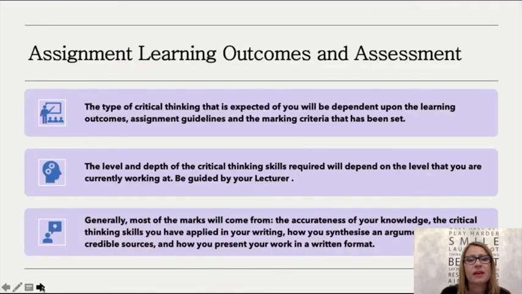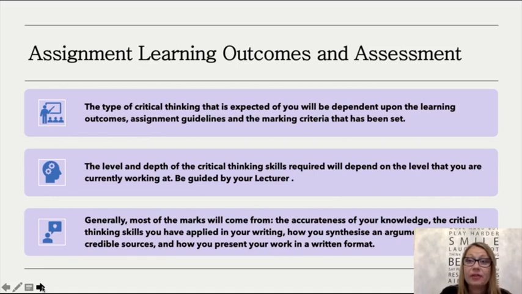In terms of assignment, learning outcomes and assessment, I think it's worth bearing in mind what you are studying, what you've been given, but the type of critical thinking that is expected of you will certainly be dependent on the learning outcomes, the assignment guidelines, and the marking criteria that has been set for you. So it's really important to engage with your marking criteria and understand what you need to do for each of the different levels for those grades that you're looking for.